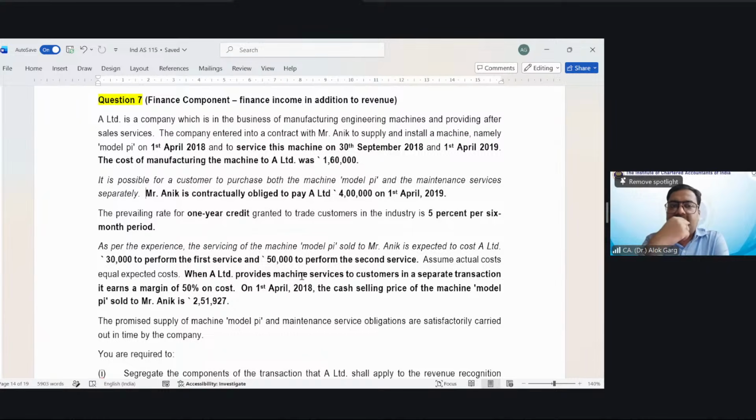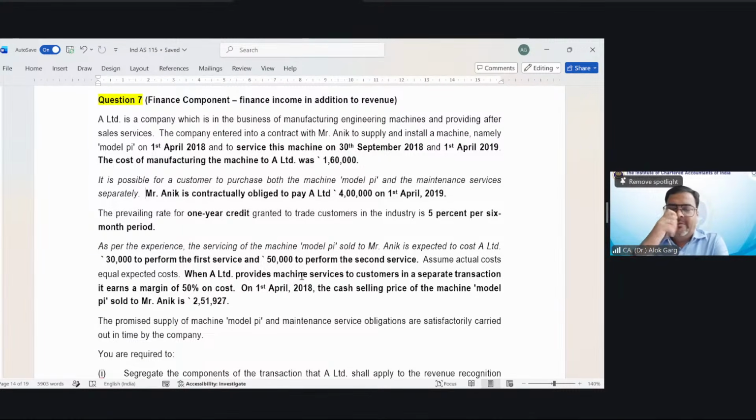Mr. Anik, the customer, is contractually obliged to pay A Limited 4 lakh rupees on 1st April 2019. Okay. Mr. Anik is contractually obliged to pay A Limited 4 lakh on 1st April 19. So the machine was supplied on 1st April 18. The first maintenance is happening on 30th September 18. But the payment has to happen on 1st April 19, meaning after 1 year from the purchase of the machine.